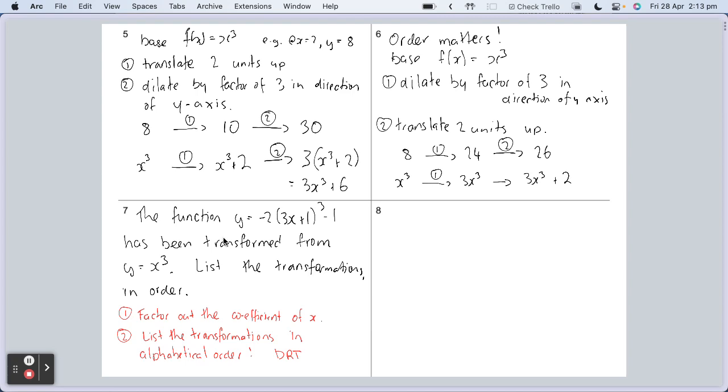But you can only do that if you've done step 1. If you forget step 1, then the transformations will be wrong if you just go DRT. So step 1 is critical. So let's see this in action.